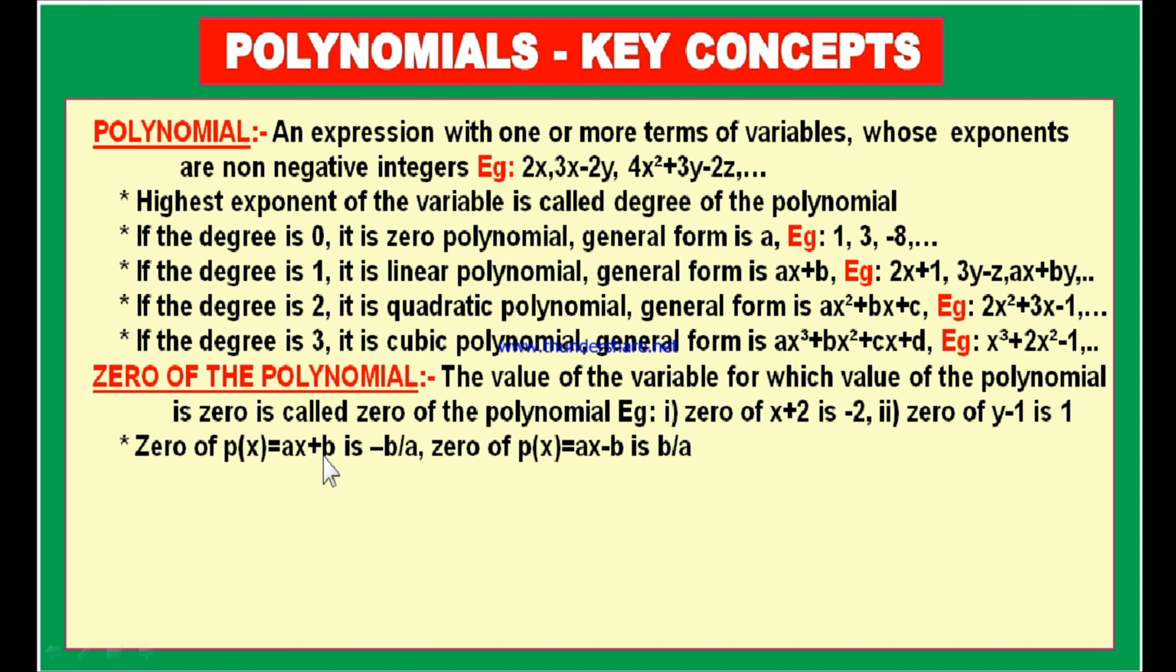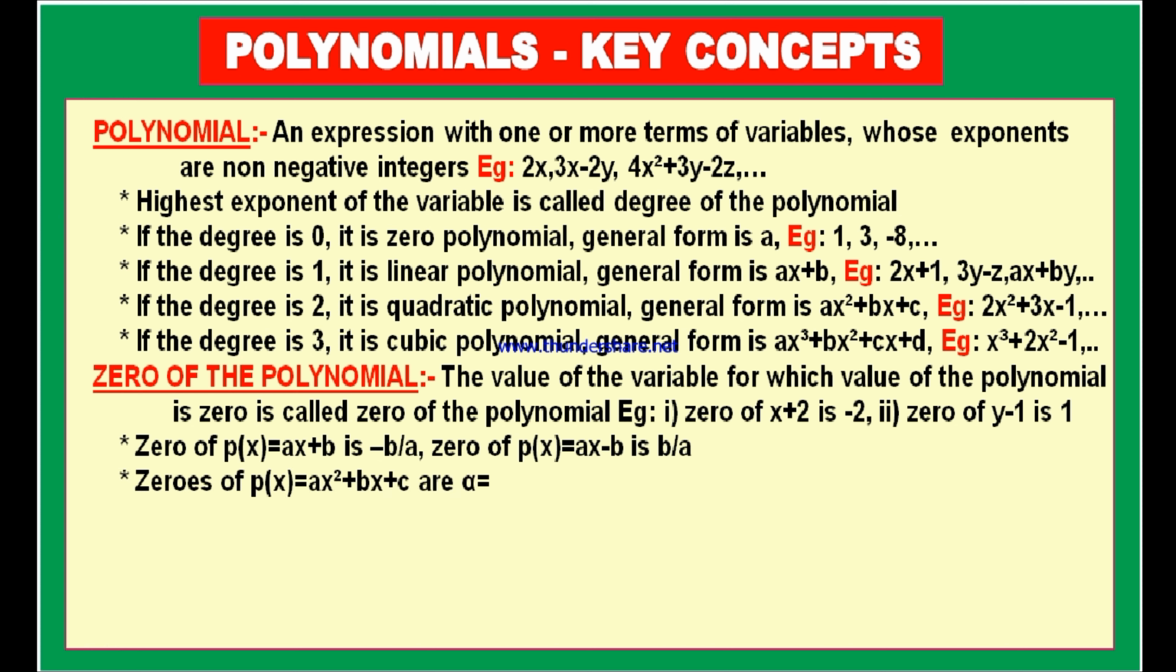Then ax is equal to minus b, taking b to the other side, and x is equal to minus b divided by a. Therefore, zero of the polynomial p of x is equal to ax plus b is minus b by a. Similarly, zero of the polynomial p of x is equal to ax minus b: take this minus b to the other side, equate ax minus b to 0. Then ax is equal to plus b, and x is equal to b divided by a, or b by a is zero of this polynomial.